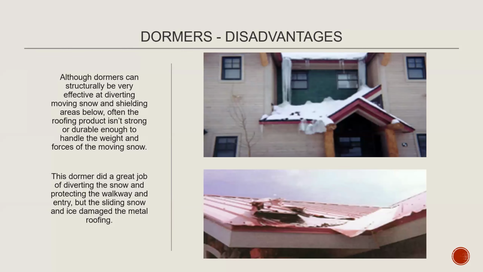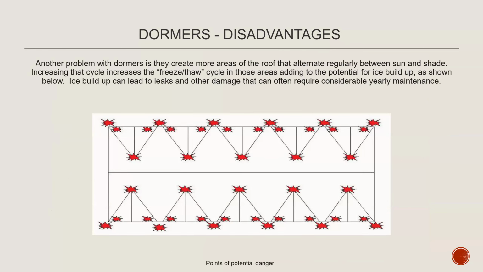They can structurally be very effective at diverting that snow or shielding those areas below, but the roofing product is just not made to take that kind of weight and forces of the moving snow. So we don't want to damage our roofs to this type of level just by allowing them to safely keep that walkway protected.